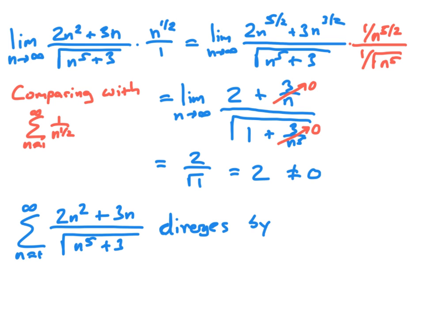And this will diverge by the limit comparison test. In this case, we're comparing it with a divergent p-series, and the limit being a positive number tells us that they have the same behavior. So our series diverges by the limit comparison test.